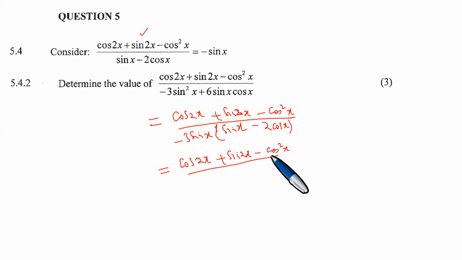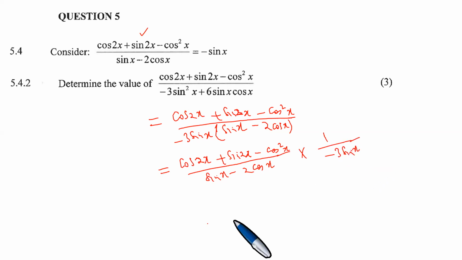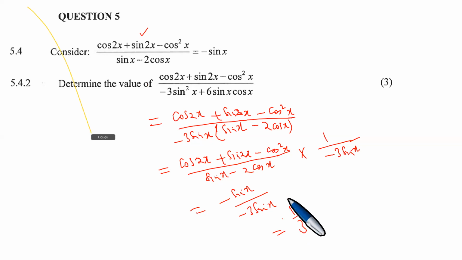So you divide these by what? You divide these by the sine x minus 2 cosine x, then you multiply by 1 divided by minus 3 sine of x. Or what is this here? This is minus sine, so it's minus sine x. You divide by minus 3 sine x, and therefore the result is exactly 1 out of 3.